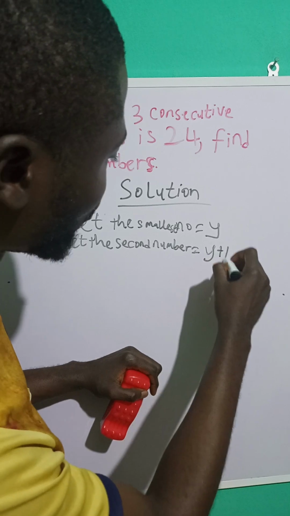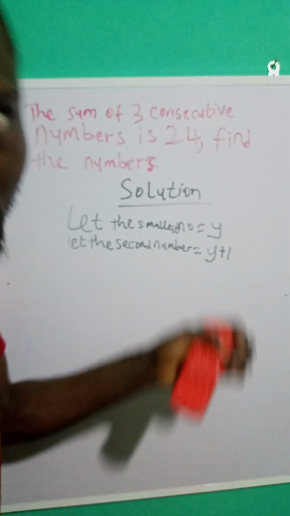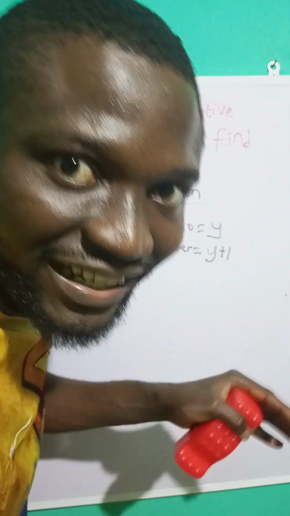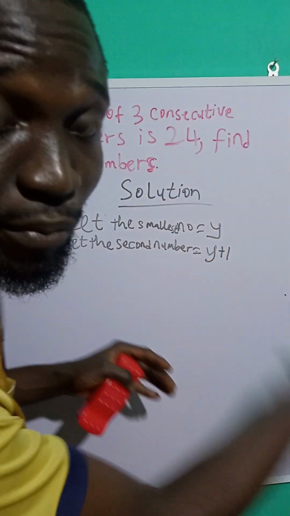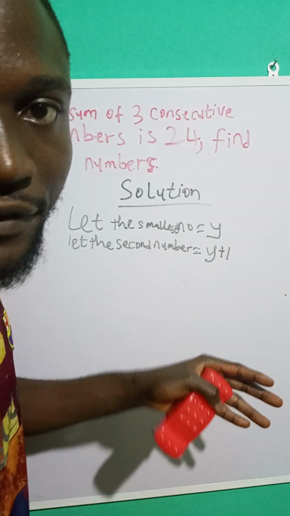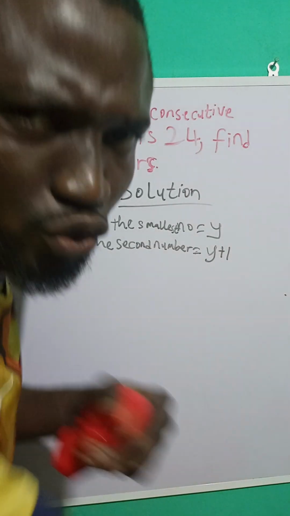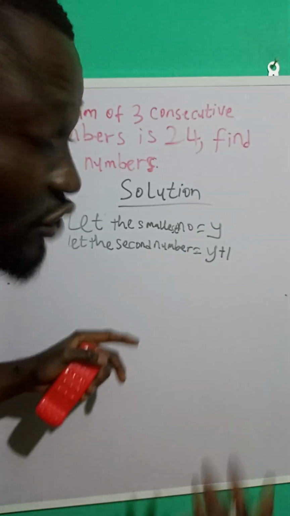y plus 1. Why y plus 1? Because it is consecutive. They follow one another. So that's why I said y plus 1. If the first number is 15, the next number will be what? 15 plus 1, which is what? 16, for it to be consecutive.